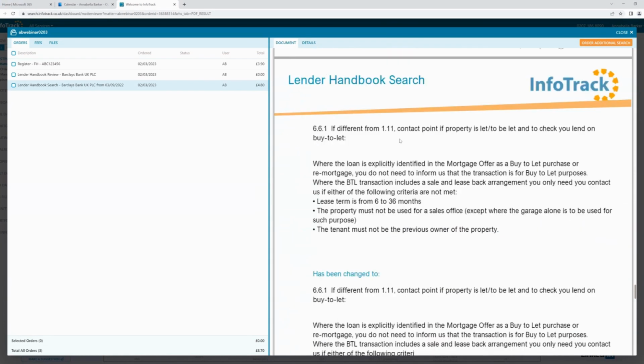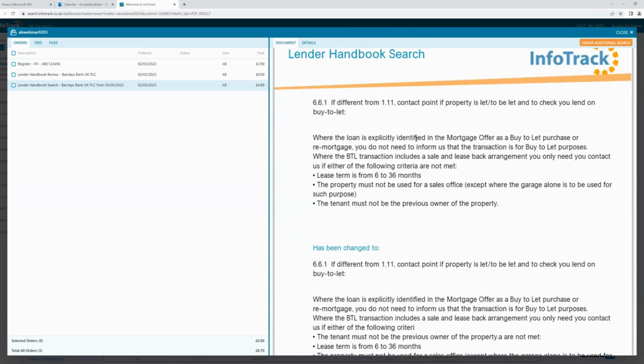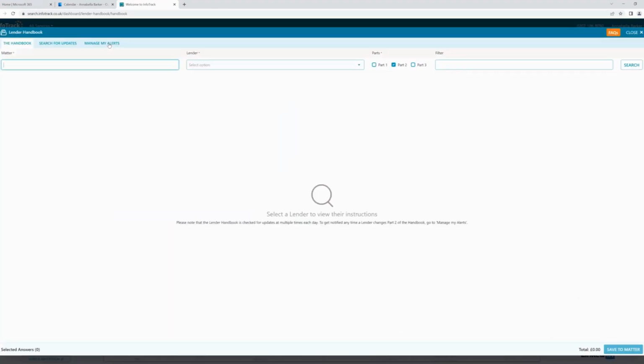Here we go. So far this year, we have seen 28 lenders make a total of 76 changes. So with so many changes being made, we know that it can be difficult to stay up to date. So to help you with this, we've also got our alert service. So if you go back to the handbook, the third tab at the top is Manage My Alerts.